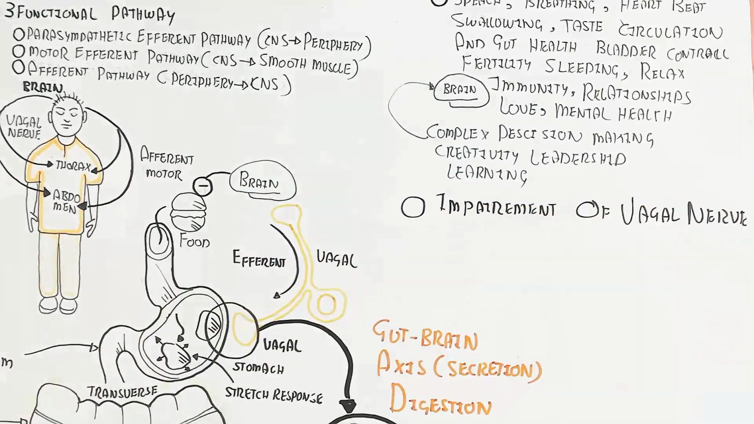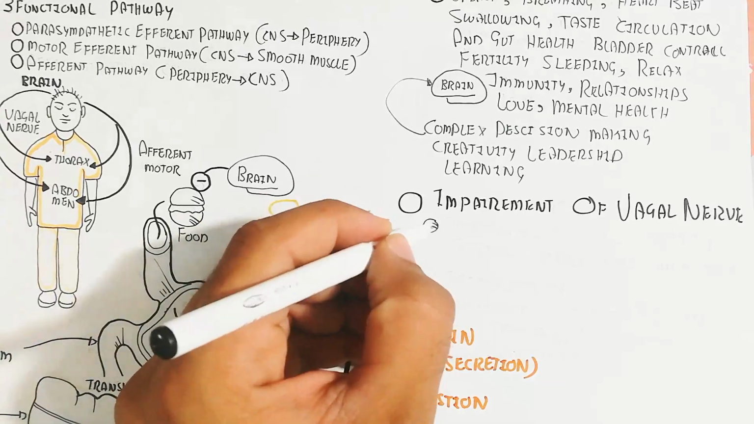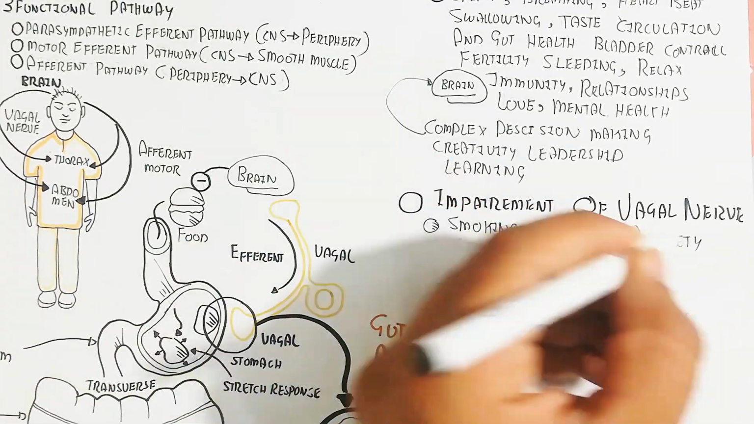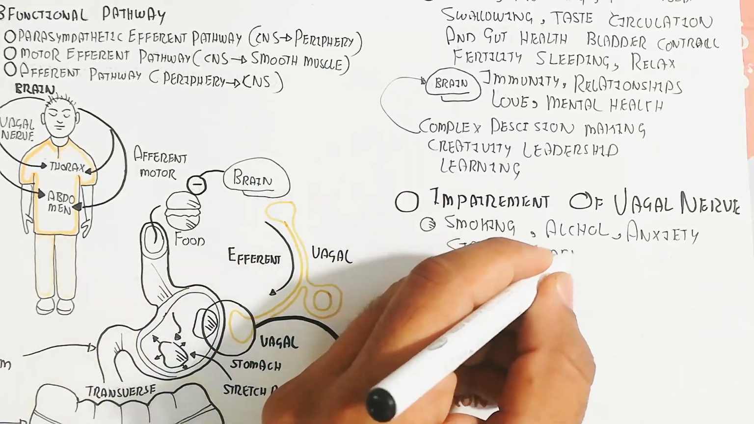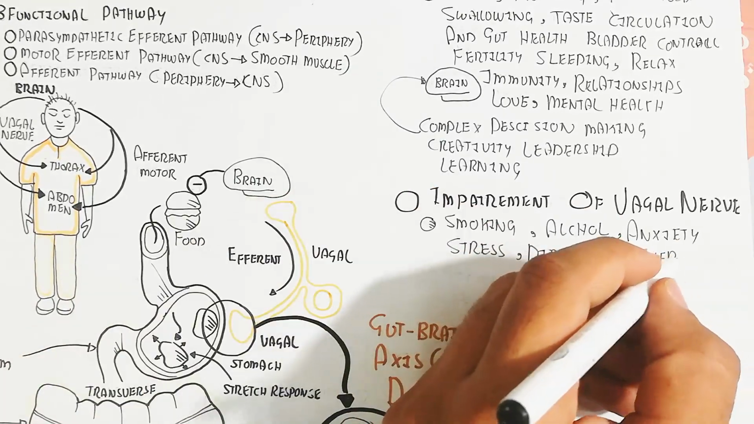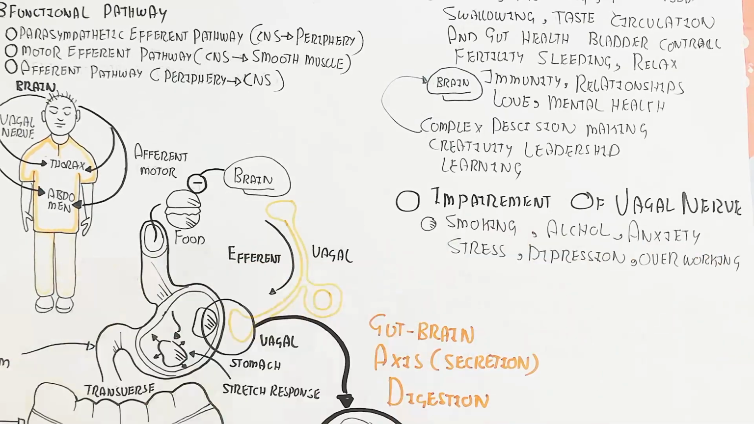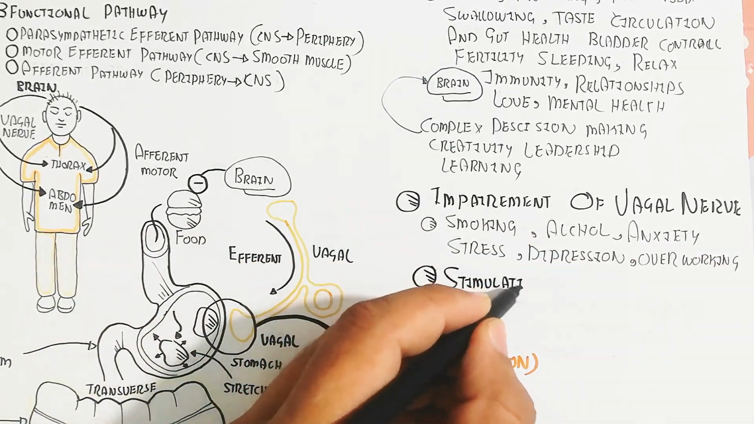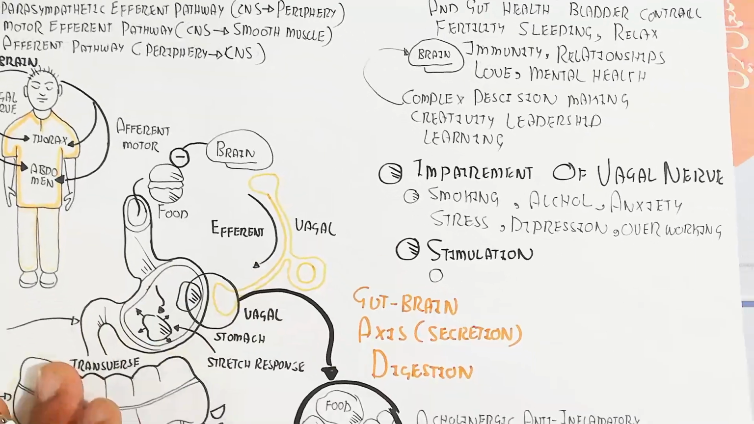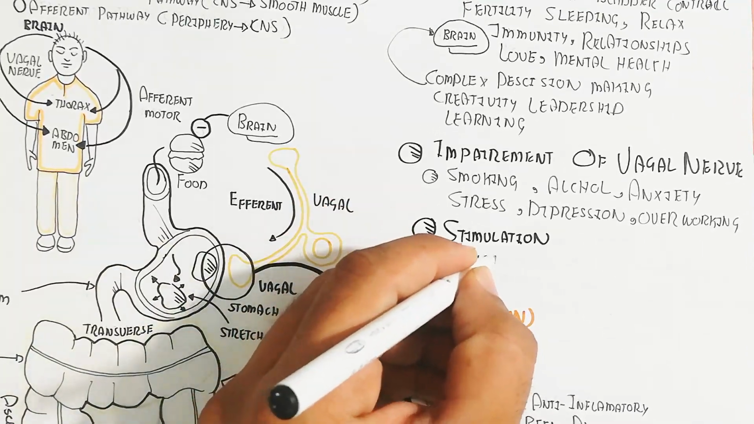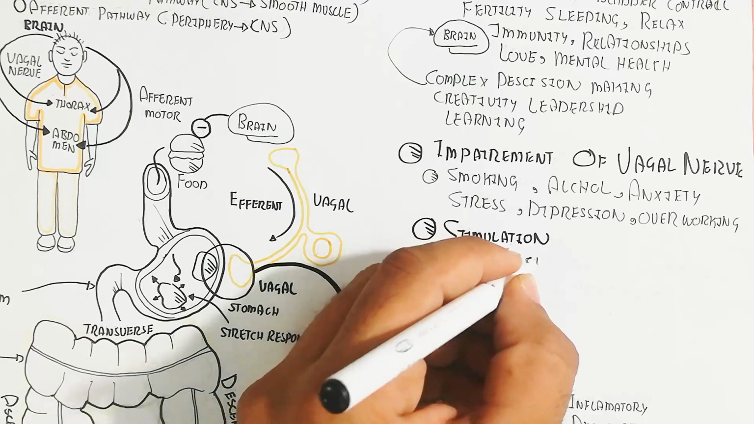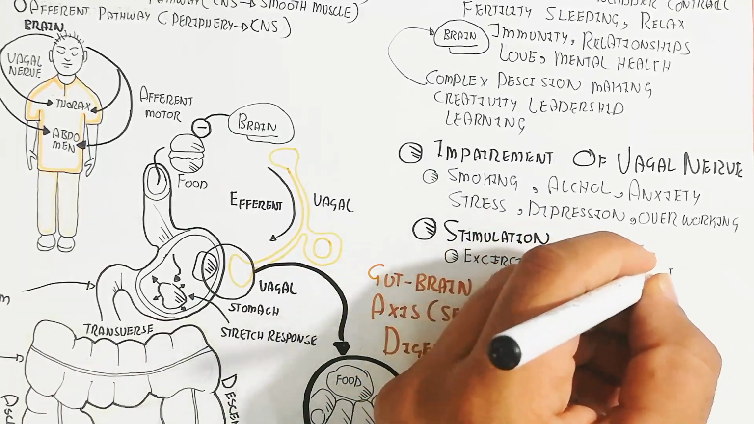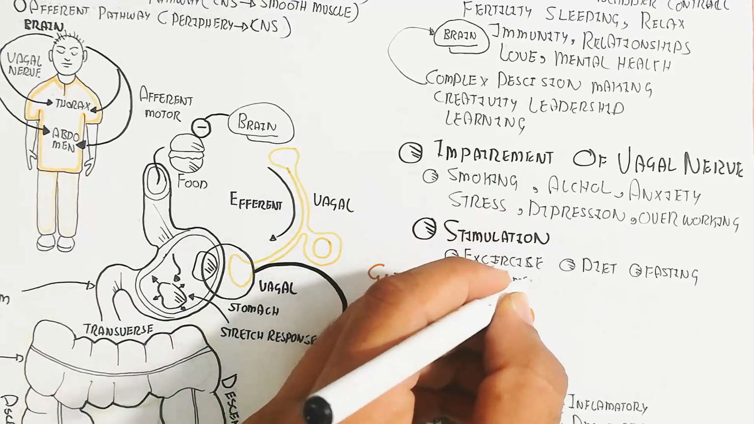The vagal nerves are also involved in relaxation, sleeping, circadian rhythm, biological stress, and microbiome stress. Impairment of the vagal nerve is due to smoking, alcohol, anxiety, stress, depression, and overworking. Stimulation is due to exercise, diet, fasting, omega 3 fatty acids, pre and probiotics, as well as yoga.